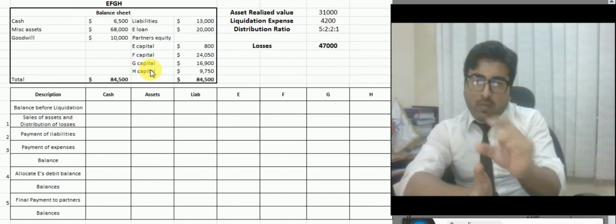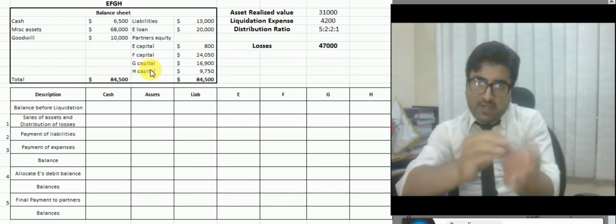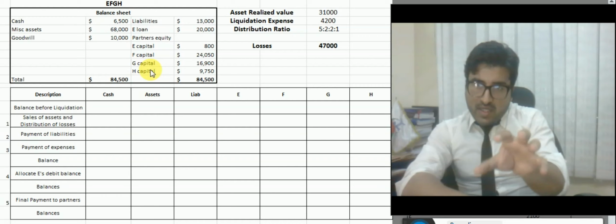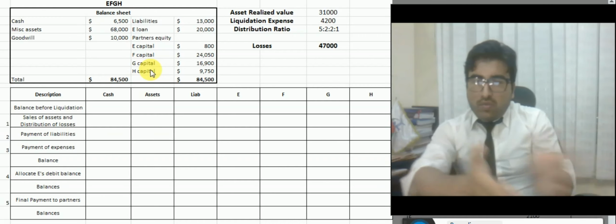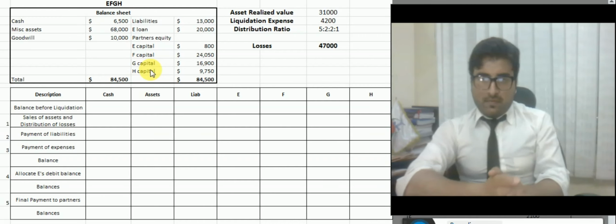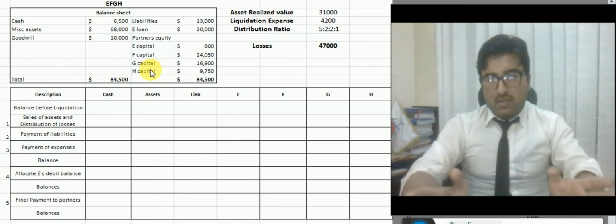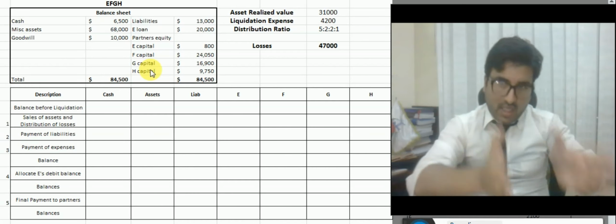Look at the right side, we also have E loan and also E capital. Whenever a partner, apart from investing capital in a business, can also lend money to the business. For example, if you are a partner, you can lend money and also take part in the business.